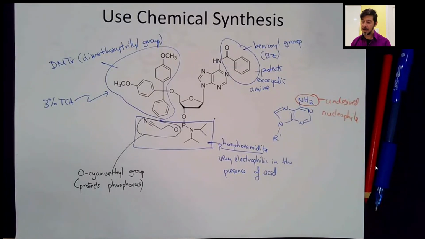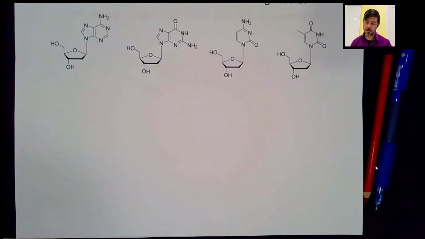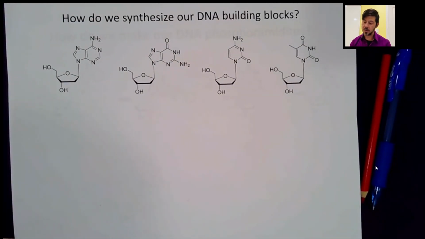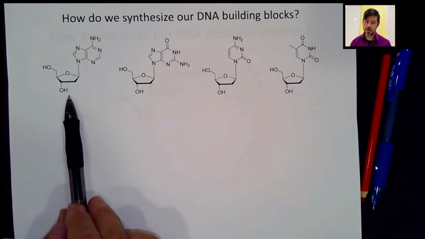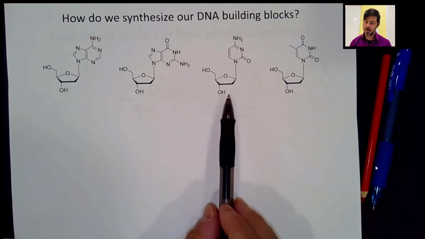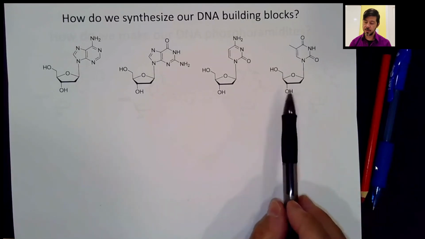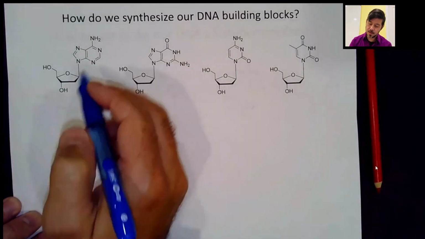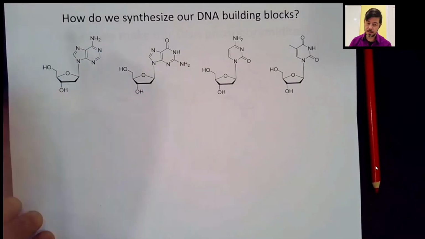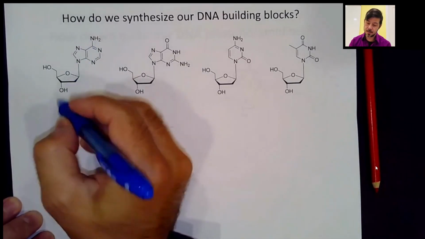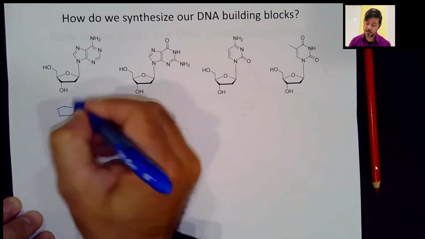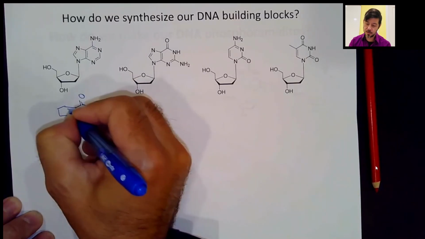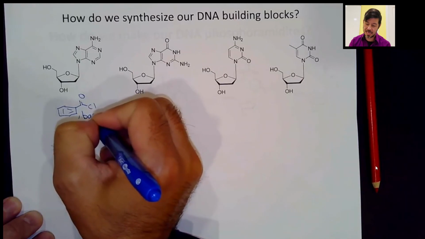Let's take a look at how we can actually synthesize these DNA building blocks from general deoxynucleotides. Okay, so here you have adenine, here you have guanidine, here you have cytidine, here you have thymidine. So how can we actually transform and make those? All right, so the first thing we're going to do, let's just start with adenine, is we're going to take adenine and protect the exocyclic amine first. So we're going to treat this with benzoyl chloride and some kind of base.